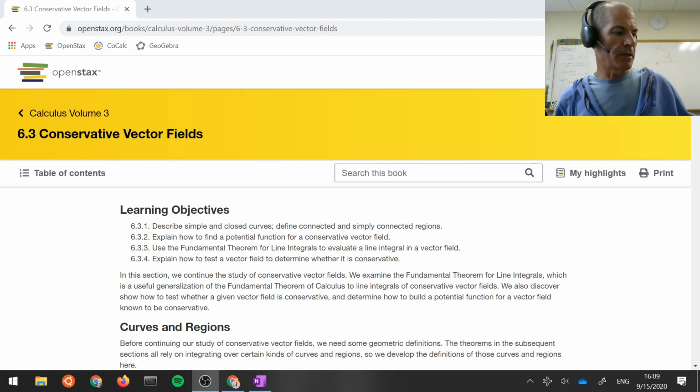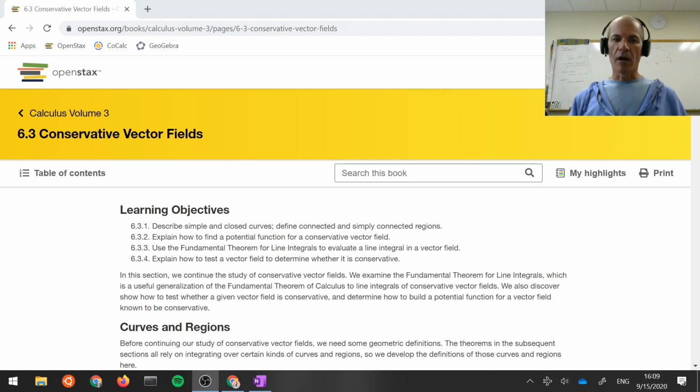Okay, let's talk a little bit about conservative vector fields. These are vector fields that are very special. They are vector fields that are the gradient of some scalar function. So most vector fields are not conservative, but any vector field that is the result of taking the gradient of a scalar function is conservative.